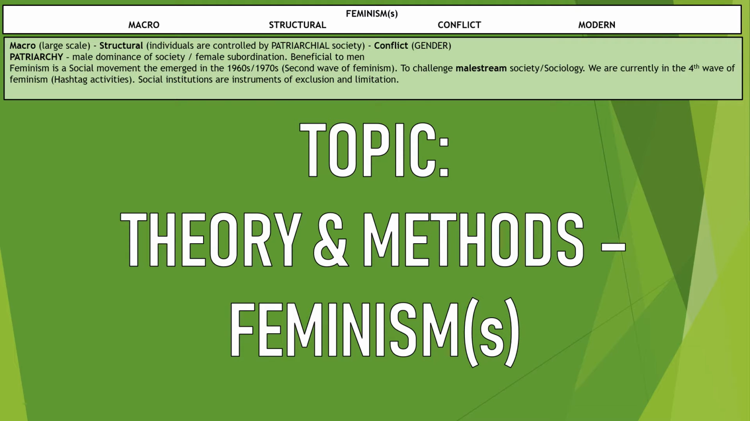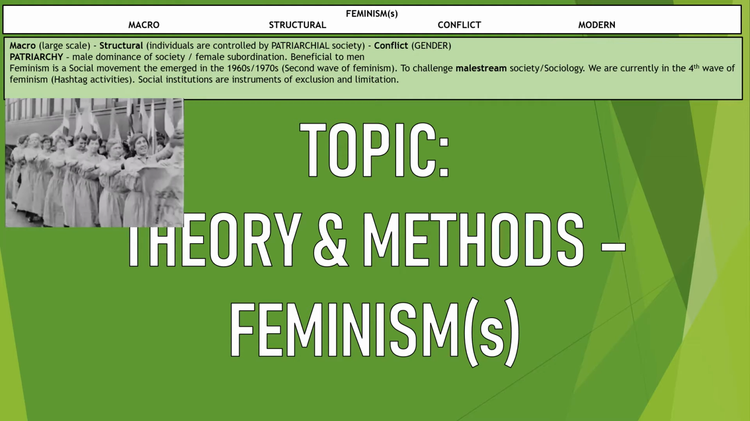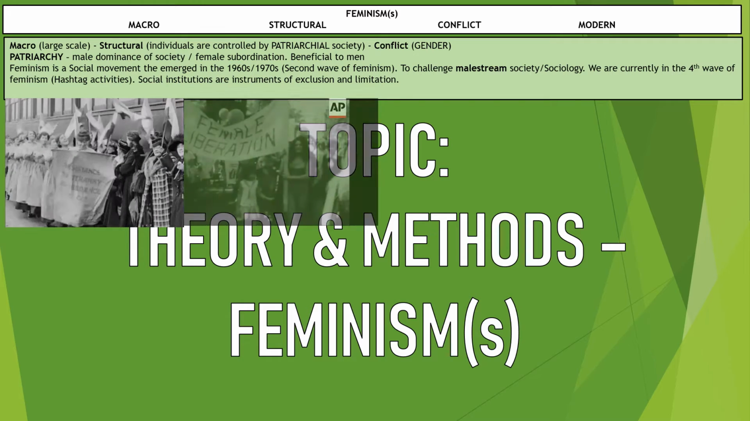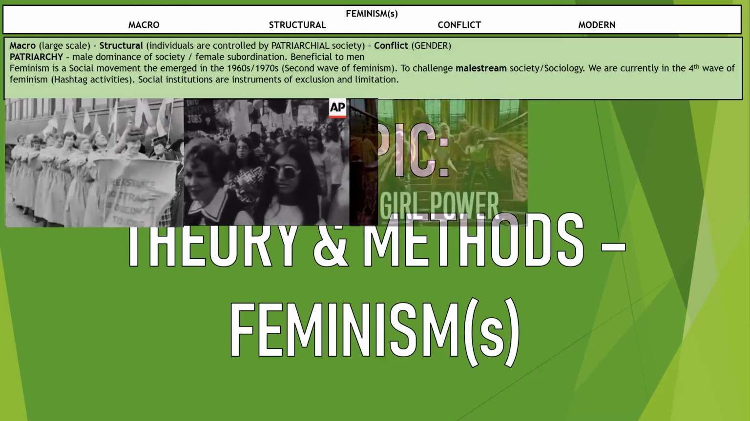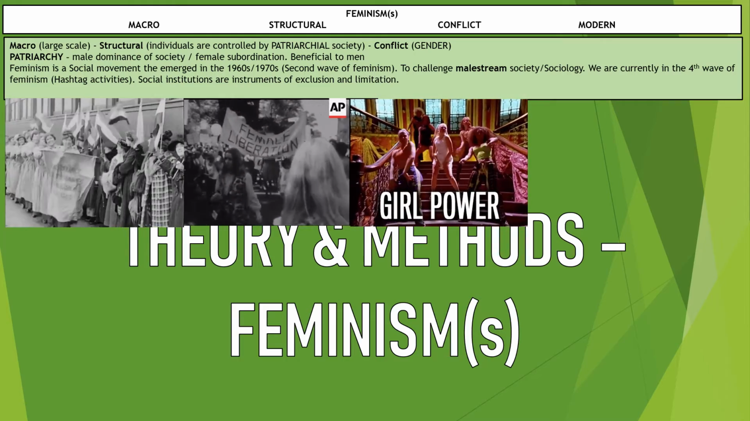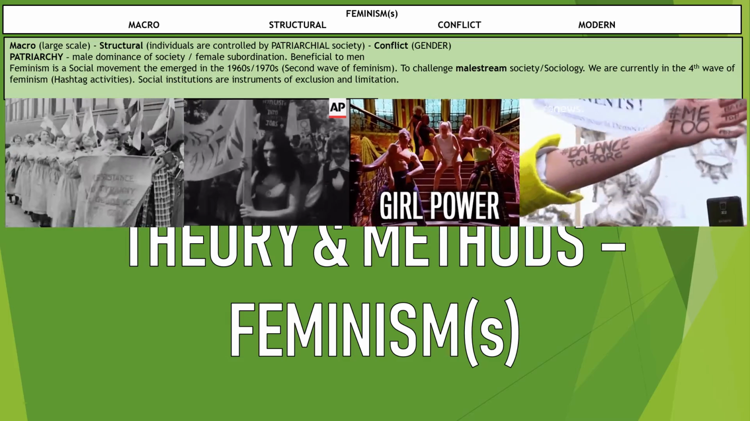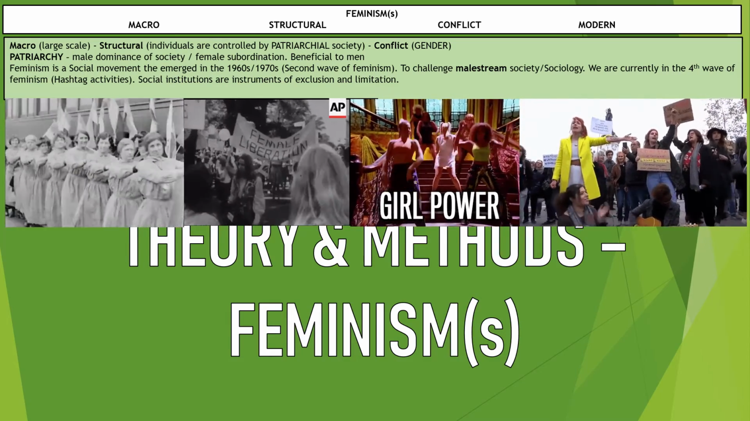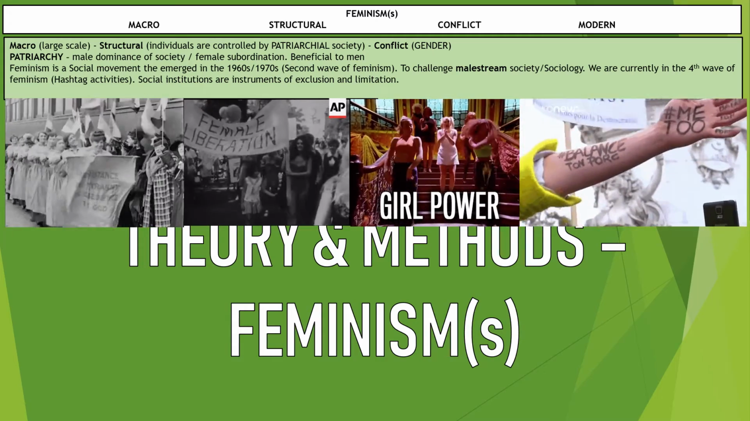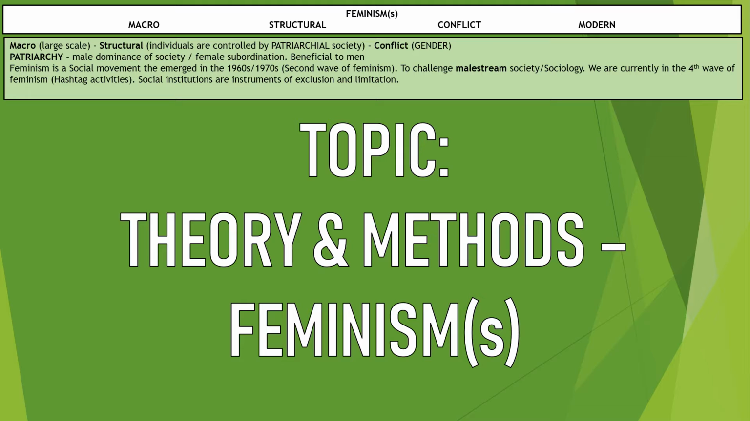Feminism is a social movement. It emerged in the 1960s and 70s, which was the second wave. The first wave of feminism would have been the suffragist movement in the 1900s. That then led to the second wave, which was women's liberation in the 60s and 70s. In the 90s, we moved into our third wave, which was kind of the girl power phase. And then lastly, the fourth wave, where we currently are, this is hashtag activism. And obviously this is quite prominent, particularly with campaigns like the Me Too campaign right now.